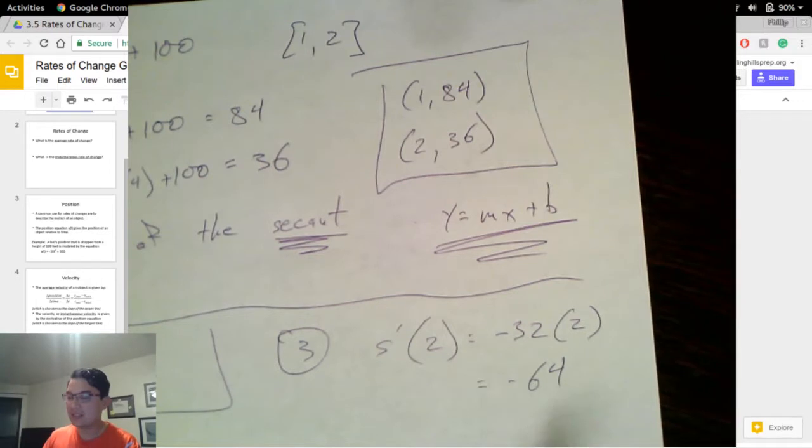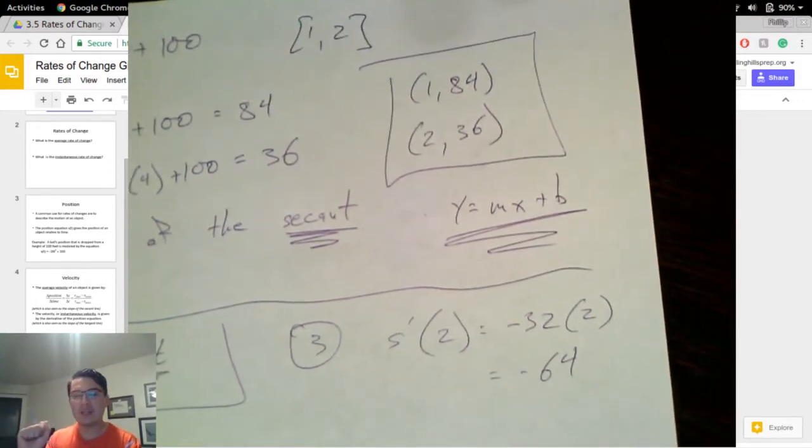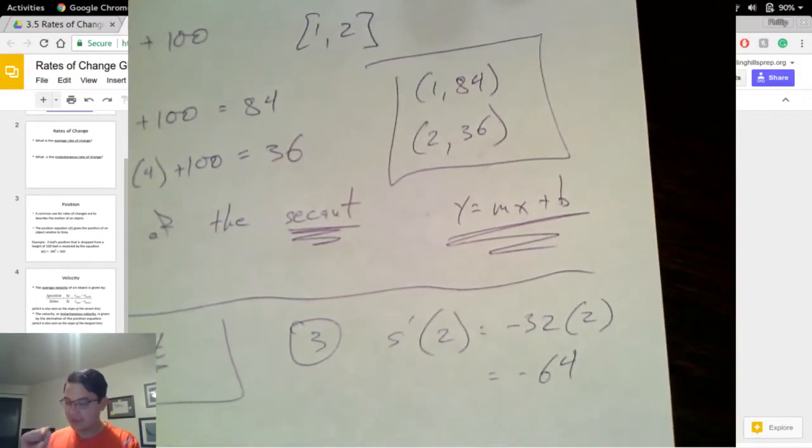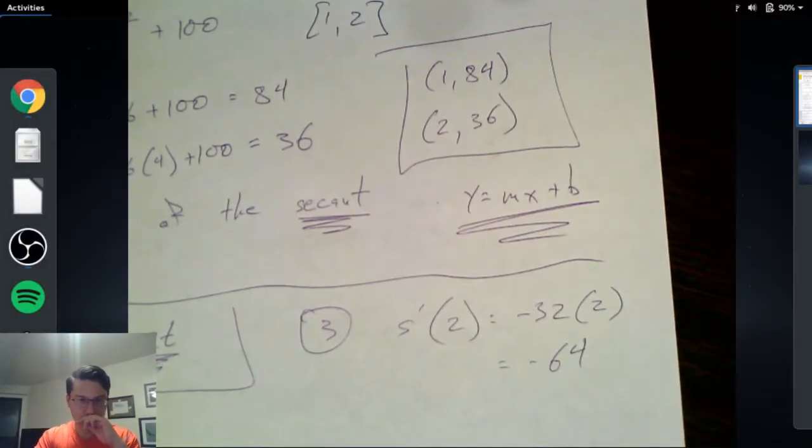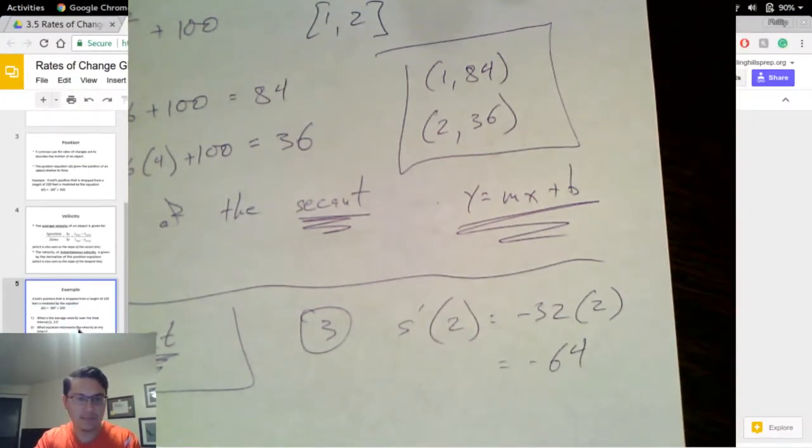Anyways, what this formula says is that after 2 seconds, this object will be traveling at a velocity. If we took a snapshot and nothing else changed at that moment, after 2 seconds, it will be traveling at a rate of negative 64 feet per second. Okay? Yay! All right, let's go to our next slide.